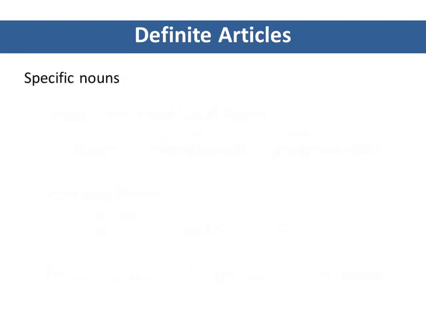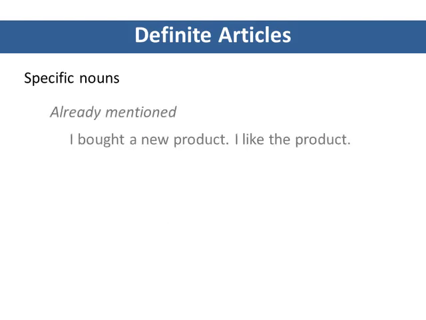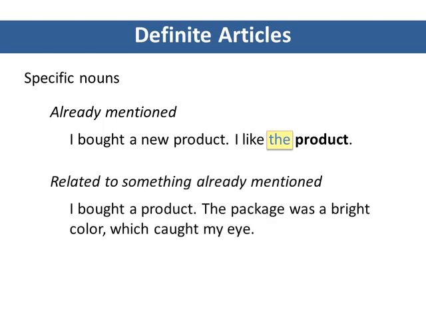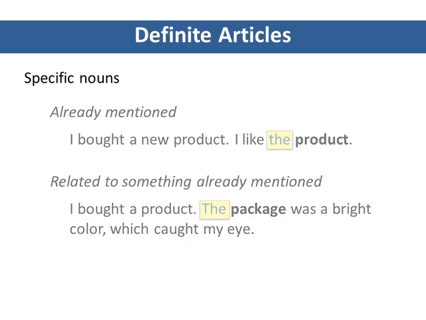Use the definite article with specific nouns when the noun has already been mentioned or introduced. I bought a new product. I like the product. In the second sentence, I know which product it is. It is the new product just mentioned. The noun is related directly to something already mentioned or introduced. I bought a product. The package was a bright color, which caught my eye. The package is part of the product.